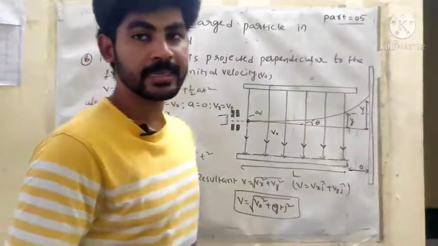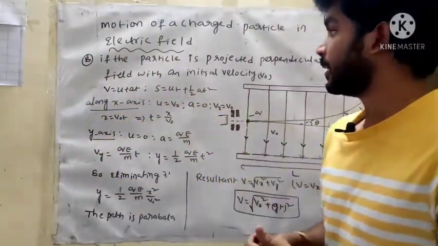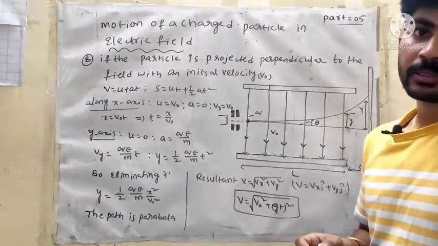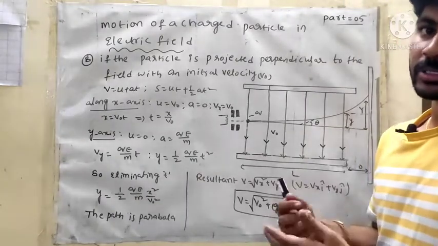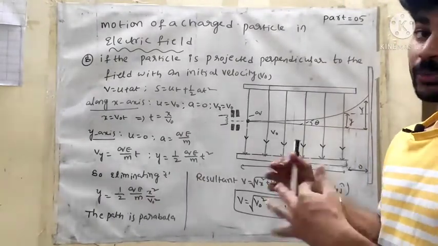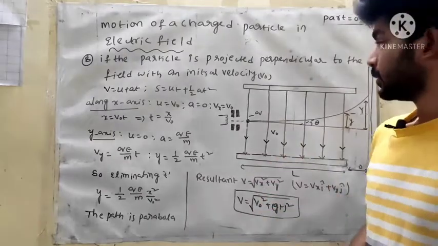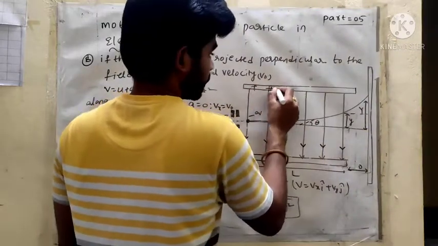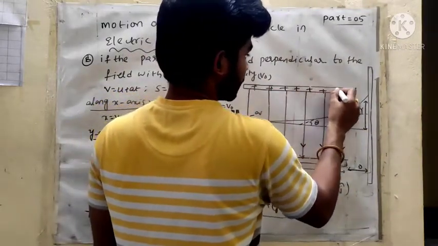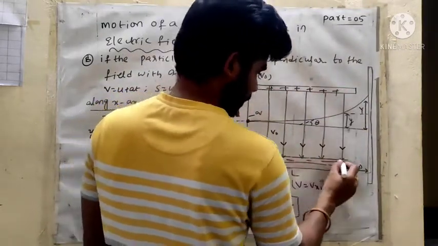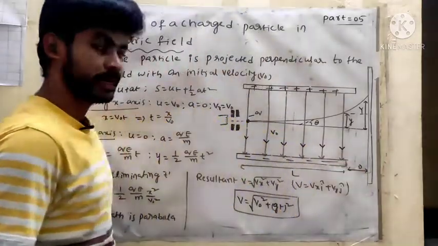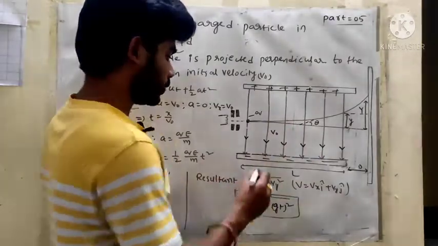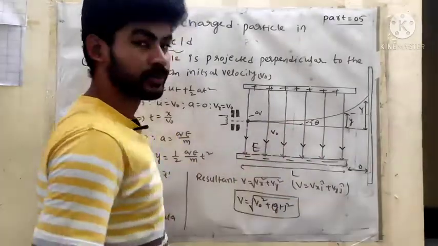Okay, next topic is motion of a charged particle projected with perpendicular velocity. A charged particle is projected perpendicular to the uniform electric field. Here this is the positive charged metal plate, and this is the negative charged metal plate. Electric field lines pass from the positive to the negative, so this is an electric field line.